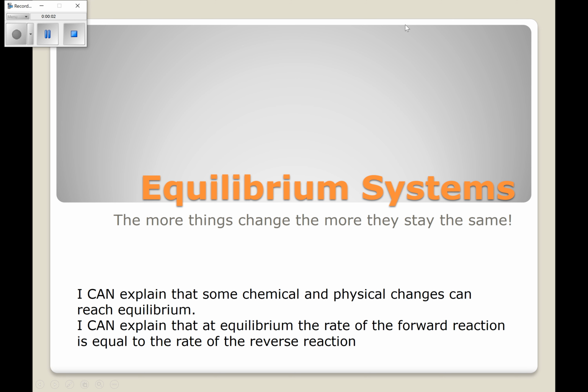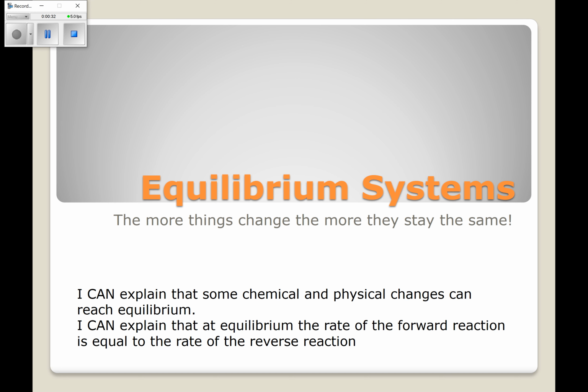Hello, everyone, and welcome to our next lesson in Unit 9 on equilibrium systems, where the more things change, the more they stay the same. And that might sound kind of like a mouthful, but hopefully by the end of this, it should make a little bit more sense. So we'll talk about equilibrium systems, what they're all about, what they mean, how we define them. We'll look at a few different examples of different types of reactions that can obtain an equilibrium.